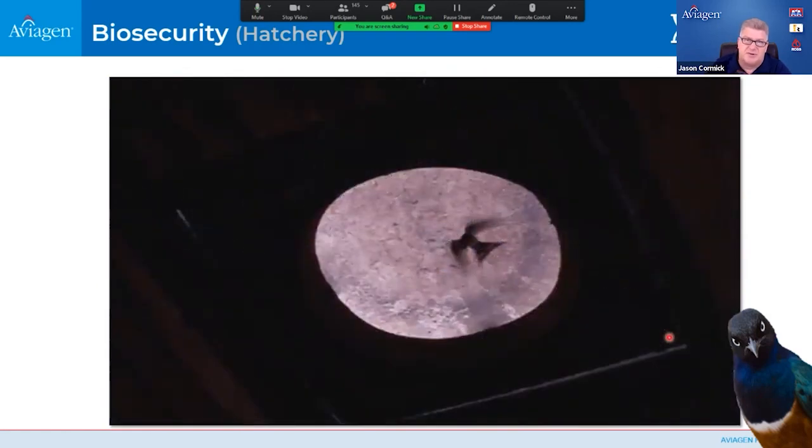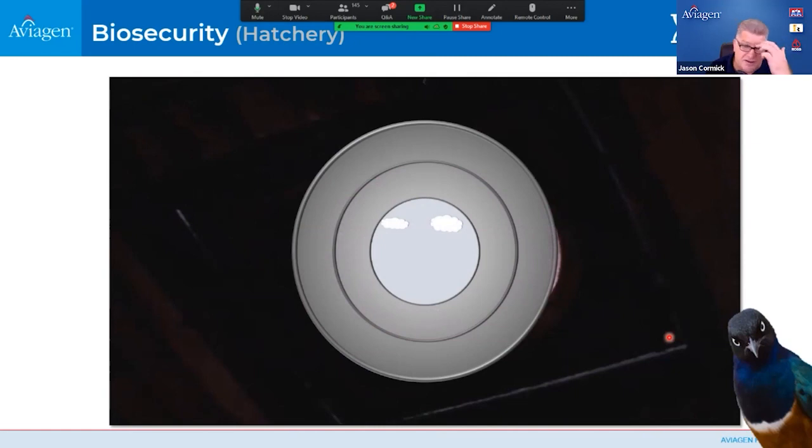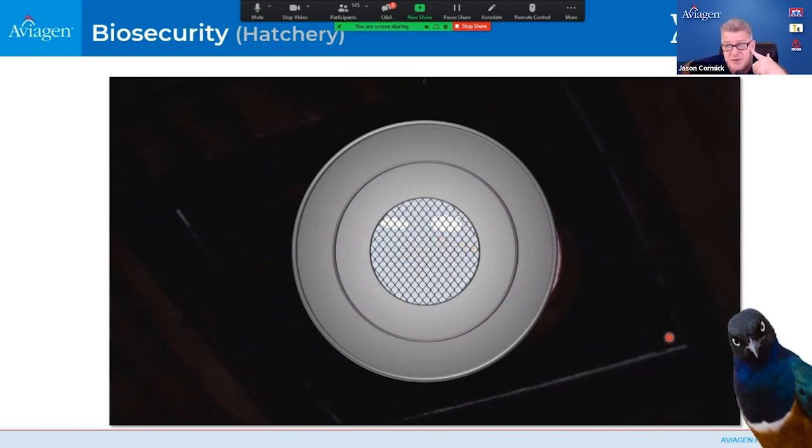So it's important that if you've got any open ventilation plants, like pipes like this, we need to mesh those off, to stop those wild birds from coming in.